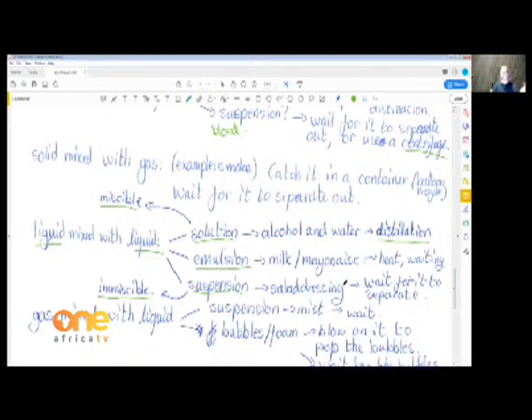So in case of the salad dressing, if you want to pour it on your salad, you have to shake it a bit and then pour it. And if you wait like 2 minutes, you're going to have to shake it again. So you literally just have to wait for it to separate, and then you can pour off the different liquids.